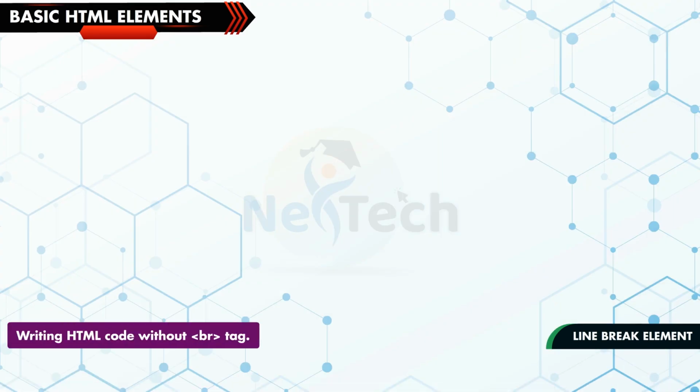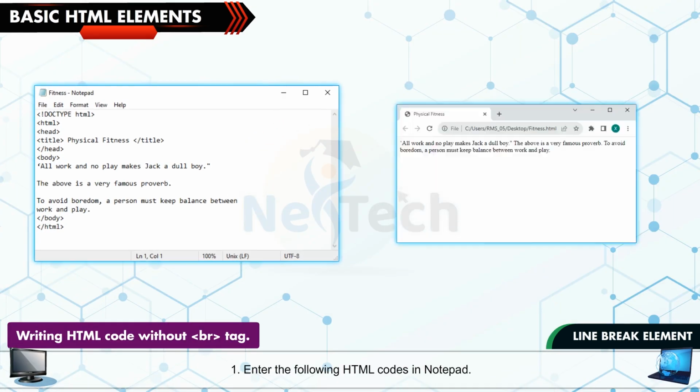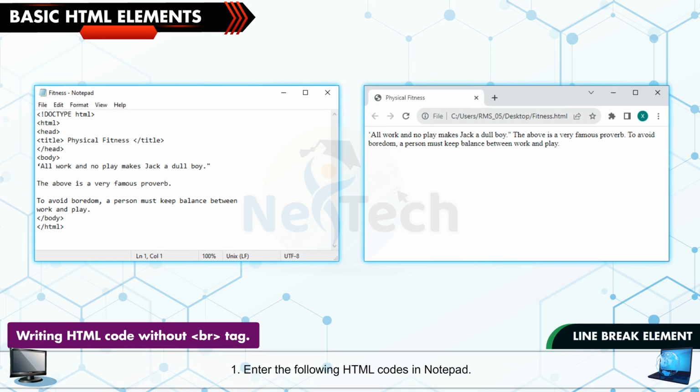Writing HTML code without BR tag. Enter the following HTML codes in Notepad. Save the file with the extension .html or .htm. Open the HTML file in a web browser. Notice there are no line breaks displayed on the web page. Although you have entered the text in multiple new lines, the web browser displayed all the lines in the form of a single paragraph.